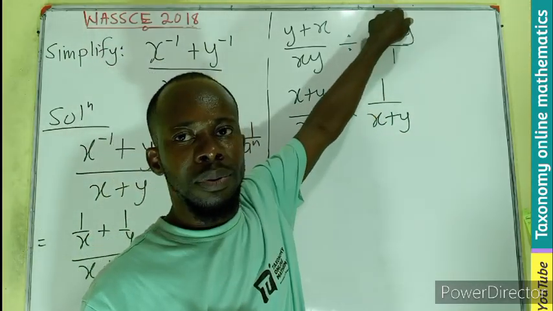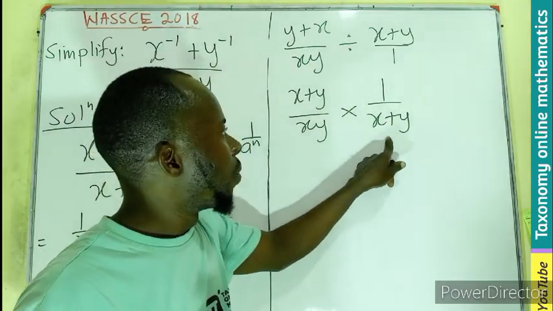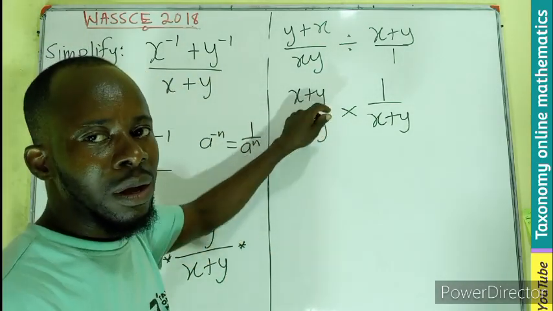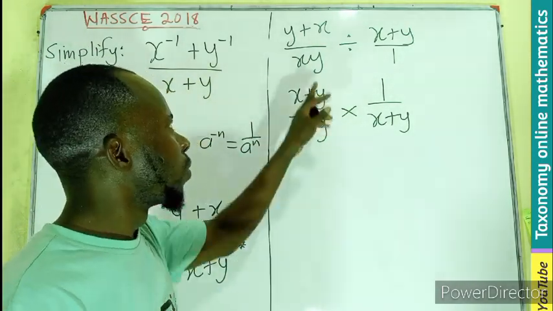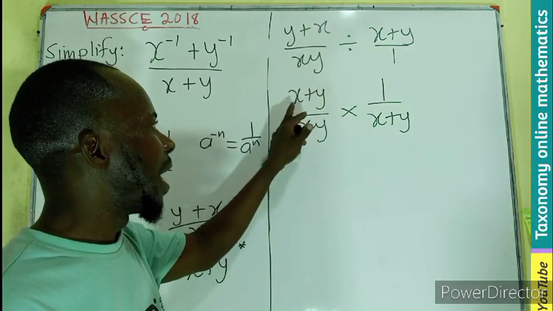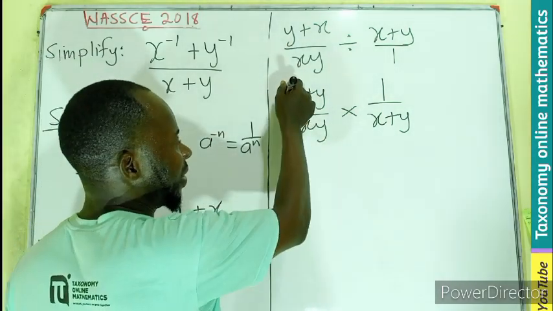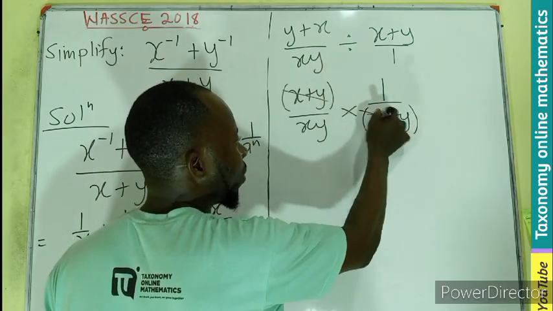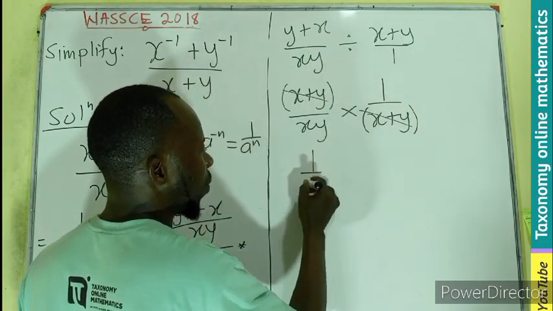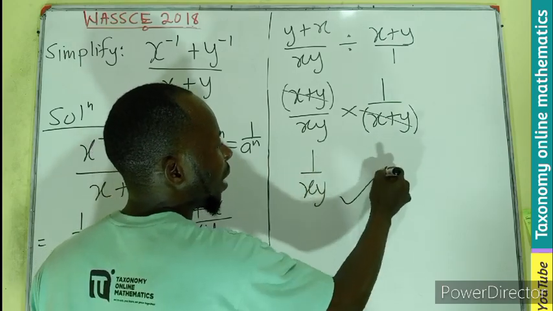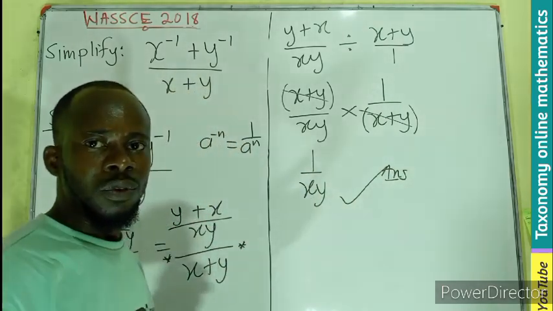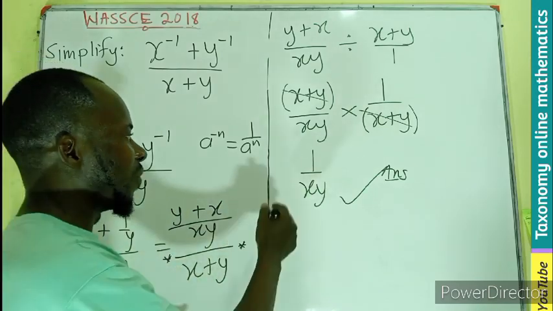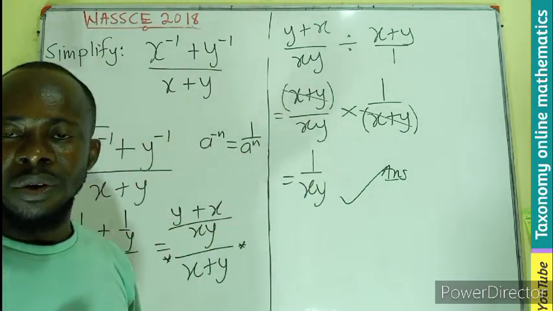This is going up and this is coming down. Why am I having x plus y? Addition is commutative. So y plus x is the same as x plus y. So you can see this is the numerator, this is the denominator. So they will cancel out, leaving 1 over xy as our answer. So this is what we are going to have as the final representation of that.